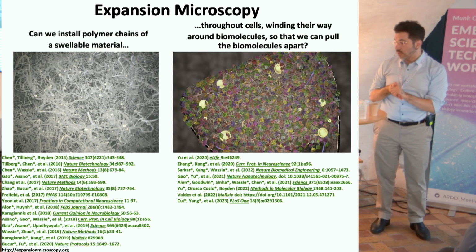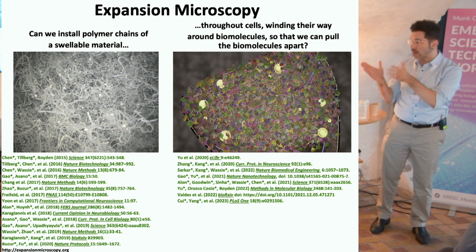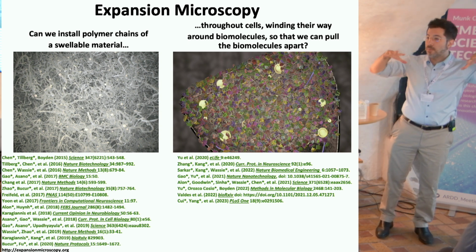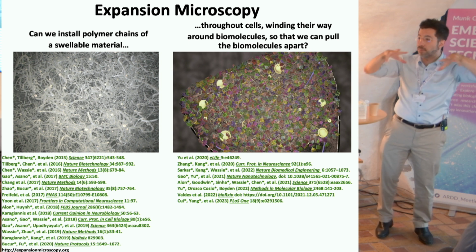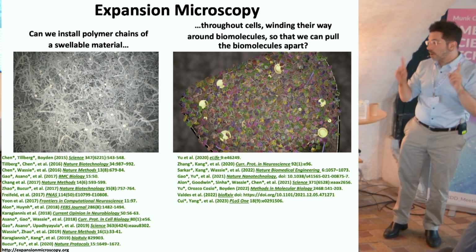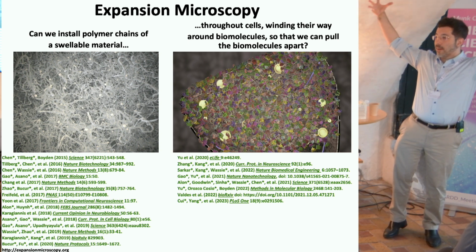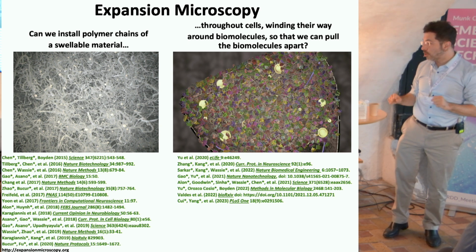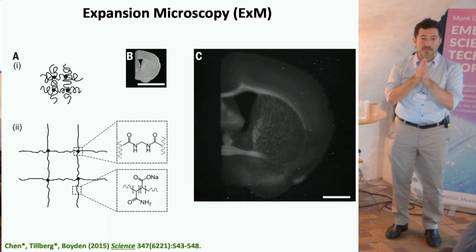And so starting with two very talented grad students at the time, Fei Chen and Paul Tillberg, we thought, let's take biological specimens and infuse them with basically baby diaper polymer, swellable materials, very densely and very evenly. And if we do it just right and add water, the swellable polymer will grow as it absorbs the water, and it'll make the biological specimen larger. So we call this expansion microscopy.